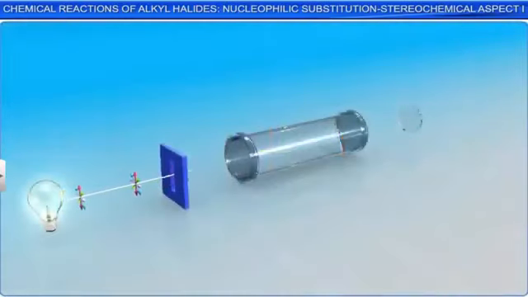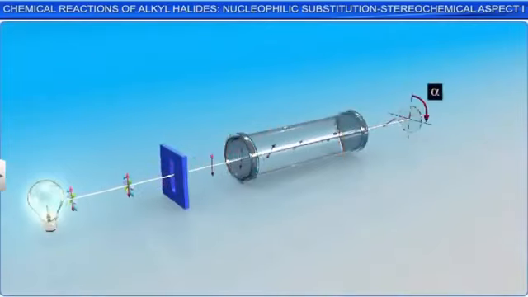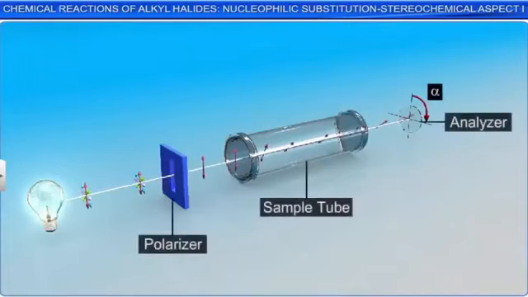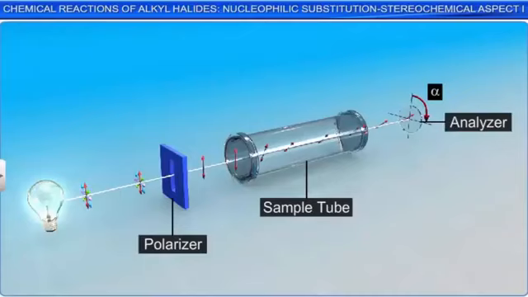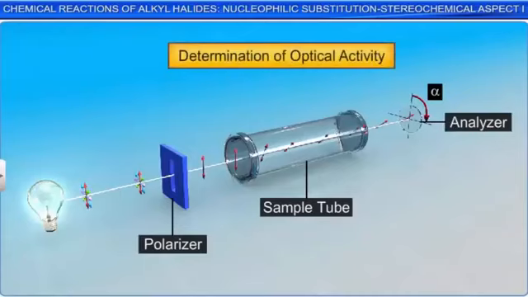When plane polarized light is passed through a solution of certain compounds, they rotate the plane polarized light in a specific direction. Such compounds are called optically active compounds. Let us see how this rotation of the plane of polarized light, or optical activity, can be detected.